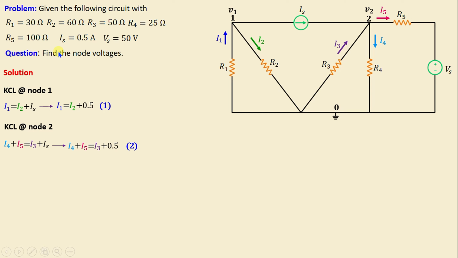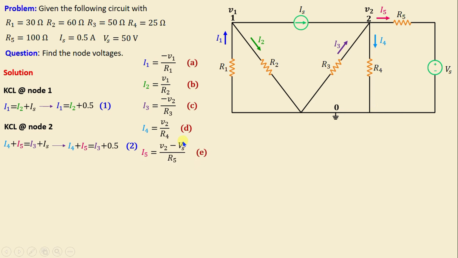And according to Ohm's law, the current can be expressed as the voltage difference across a resistor divided by the resistance. This implies that the currents can be determined by the following equations. I1 is equal to 0 minus V1 over R1. I2 is equal to V1 minus 0 over R2. I3 is equal to 0 minus V2 over R3. And I4 is equal to V2 minus 0 over R4. And I5 is equal to V2 minus Vs over R5.